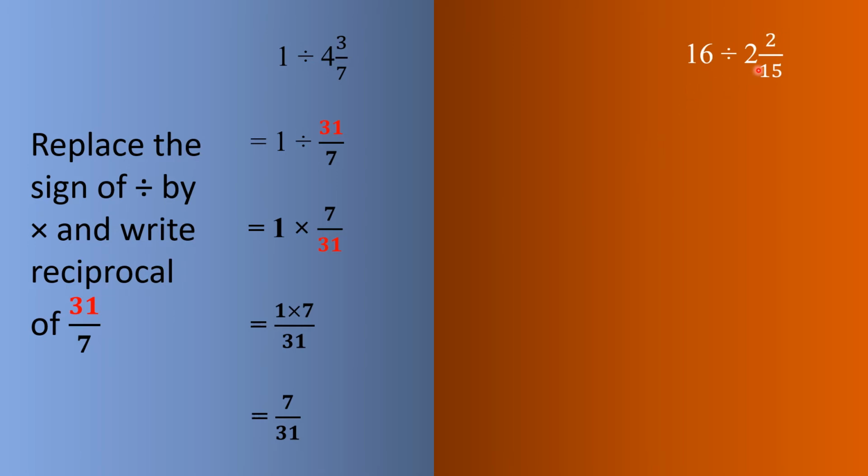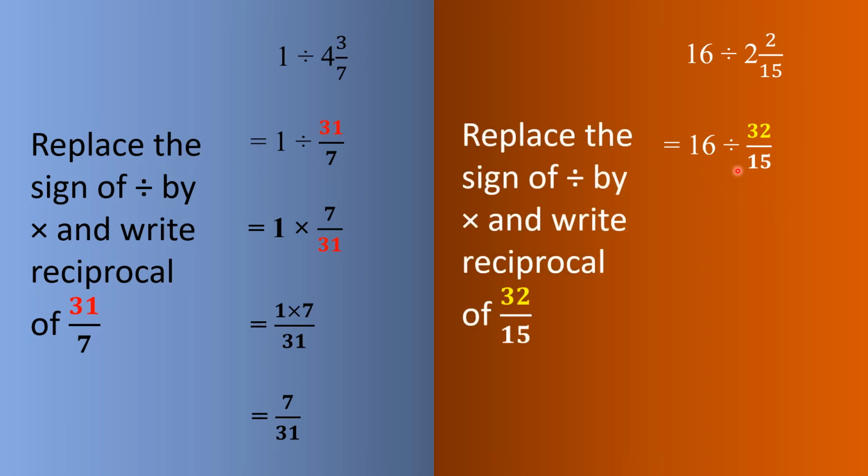Next question is this. 16 divided by 2 and 2 by 15. Again here is a mixed number. We will convert this into improper first. So our question will be like this: 16 divided by, 15 twos are 30 plus 2, 32 by 15. Now our next step will be to replace the sign of division by multiplication and write the reciprocal of this divisor 32 by 15. So it will be like this: 16, instead of division, we will write multiplication, and the reciprocal of this 32 by 15 is 15 by 32.